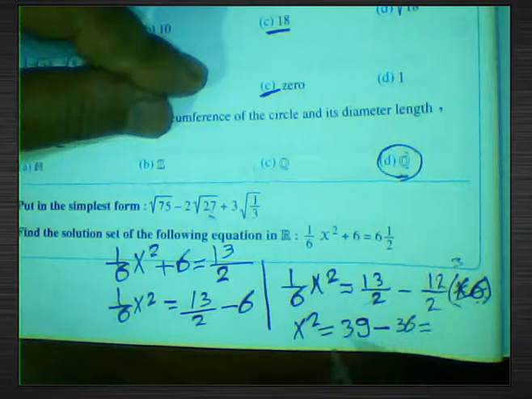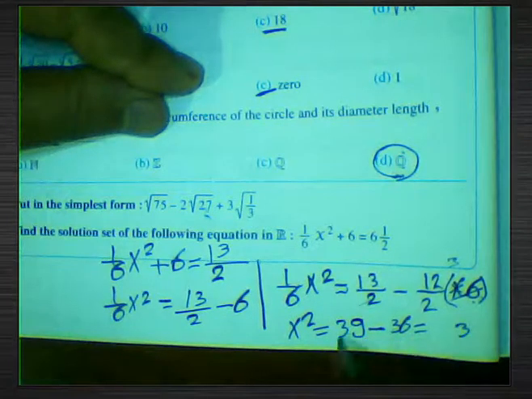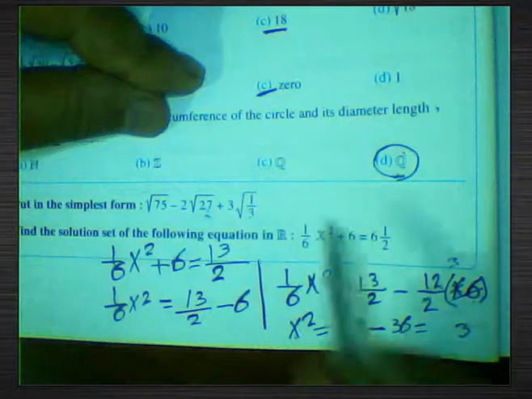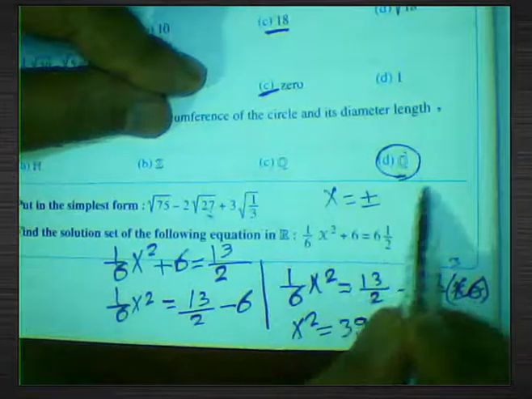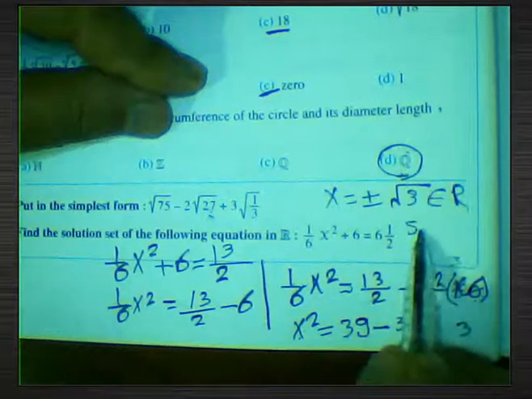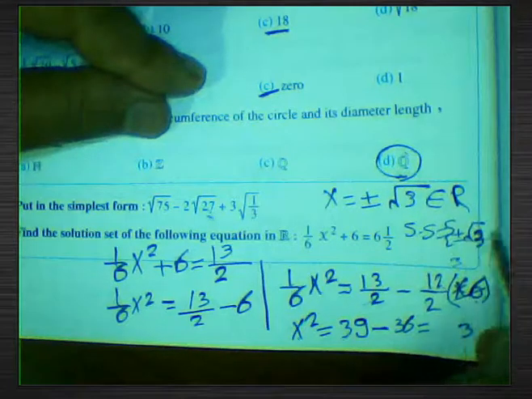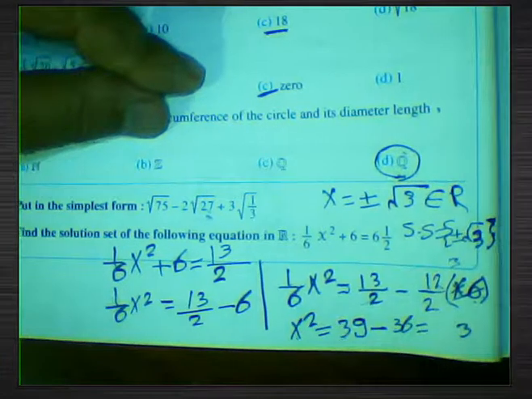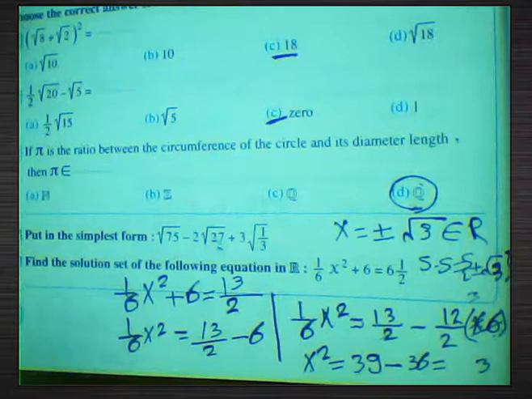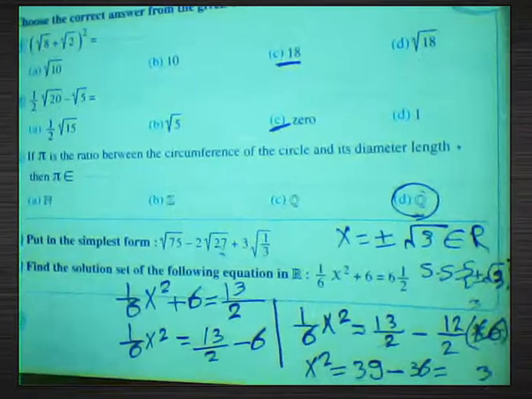We will find the result. 39 minus 36 equals 3. So x power 2 equals 3. We can find the result. X will be positive or negative square root of 3. It belongs to R, so the solution set will be positive or negative square root of 3. Okay, we are finished now with this exam. It's easy for you. You must write all questions in your notebook and study hard.